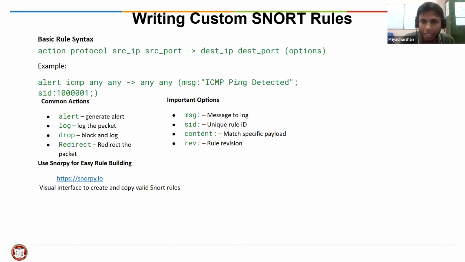For example, ICMP ping detected. Next, we need to give a unique rule ID for every rule. We can't create one specific rule for every signature and every attack, so we are going to create more than lakhs of rules. For that identification, we need a unique rule ID. Rather than creating the rules manually, we can create them using a GUI version, snortpy.i. Using this website, we can create the rules in the GUI version.